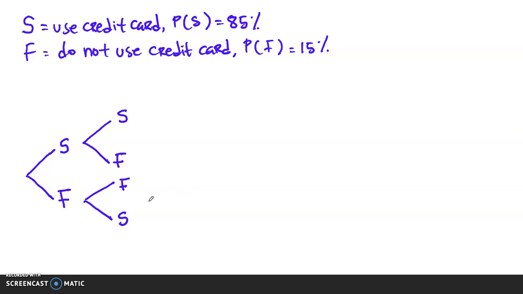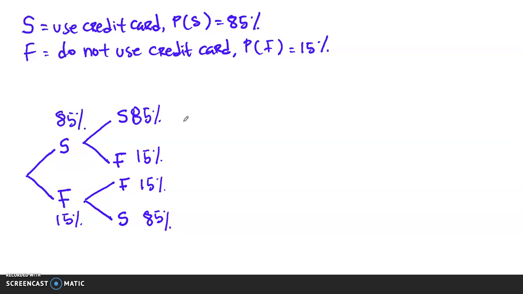Remember that each stage is a trial, which we assume is independent. So this is a conditional probability for customer 2, conditional on what customer 1 used. But the probability for customer 2 here is independent. So the probability that customer 2 uses or does not use a credit card is independent of whether or not customer 1 used a credit card. Thus, the conditional probability is the same as the unconditional probability. This will stay the same: 85%, 15%, 15%, 85%. I should write here also 15%, 85%.